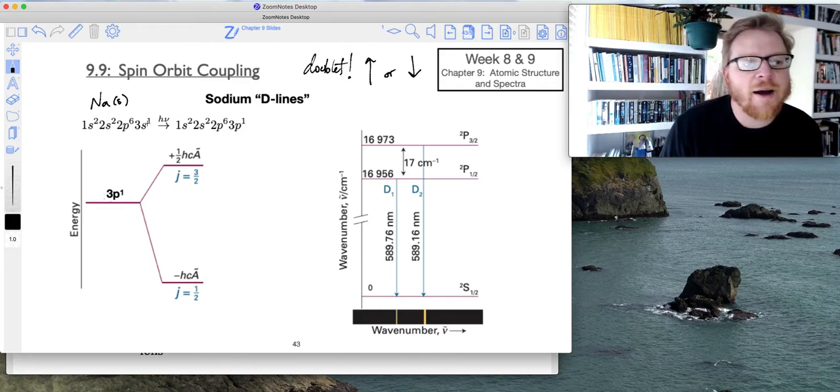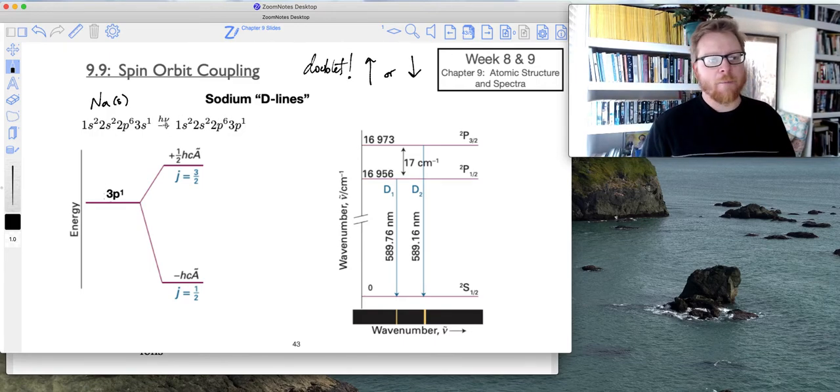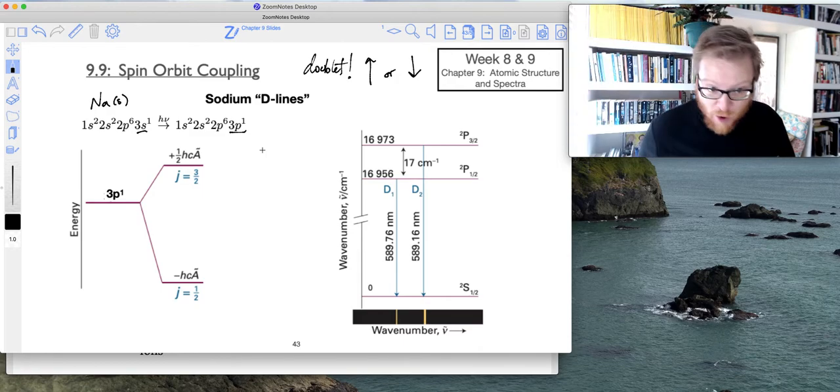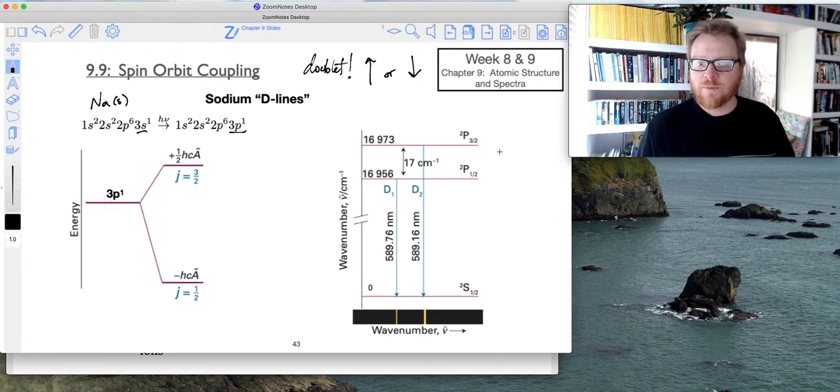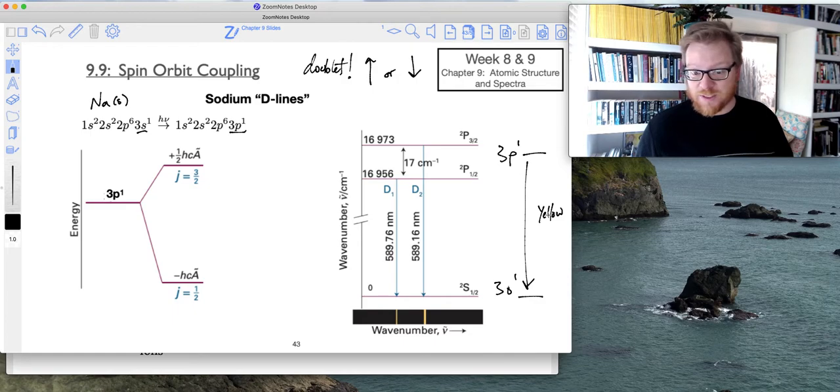So when we excite sodium, it can go through many transitions, right? But the most notable one is going from this 3s1 to 3p1. And when the electron falls back down from the 3p1 state back to the 3s1 energy level, that creates the sodium D line, that lovely yellow sodium color that we're so used to seeing.